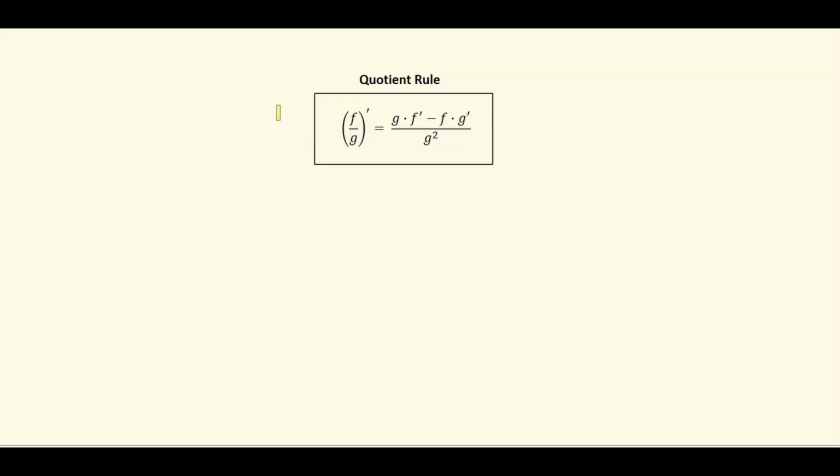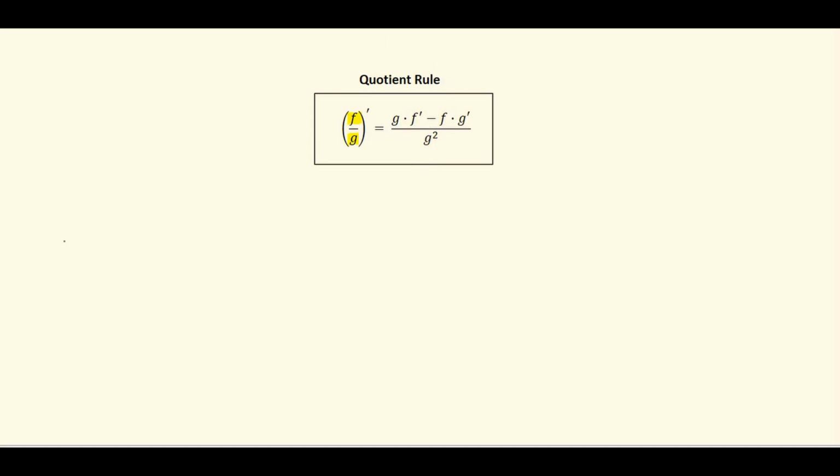The quotient rule says that when we have a function divided by a function, then its derivative is going to equal the function g times the derivative of the function f minus the function f times the derivative of the function g, all over the function g squared.